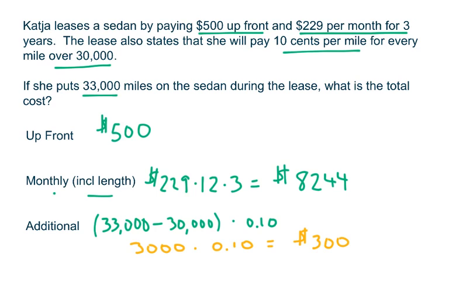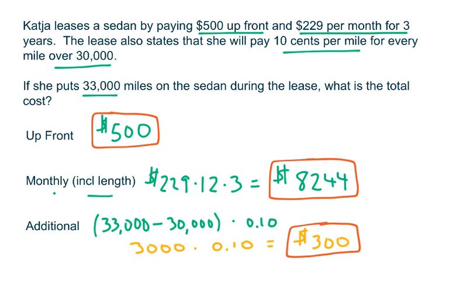To find out the total cost of the lease, I just need to add these things together. The $500 in upfront cost, the $8,244 in monthly charges over the length of the lease, and the $300 that she had to pay in additional charges. And when I add all those together, we come up with the total cost of the lease being $9,044. Make sure to consider every component of the lease when you're trying to find the total cost.